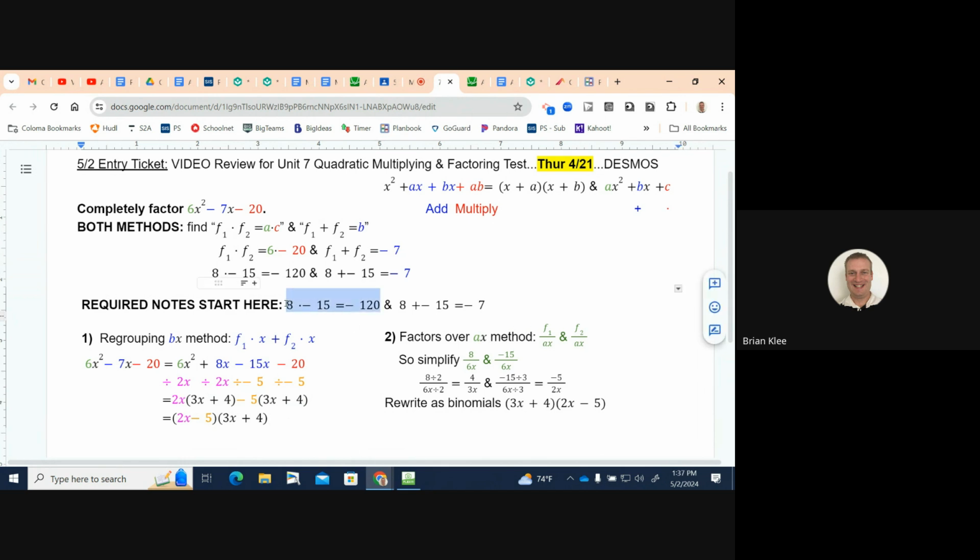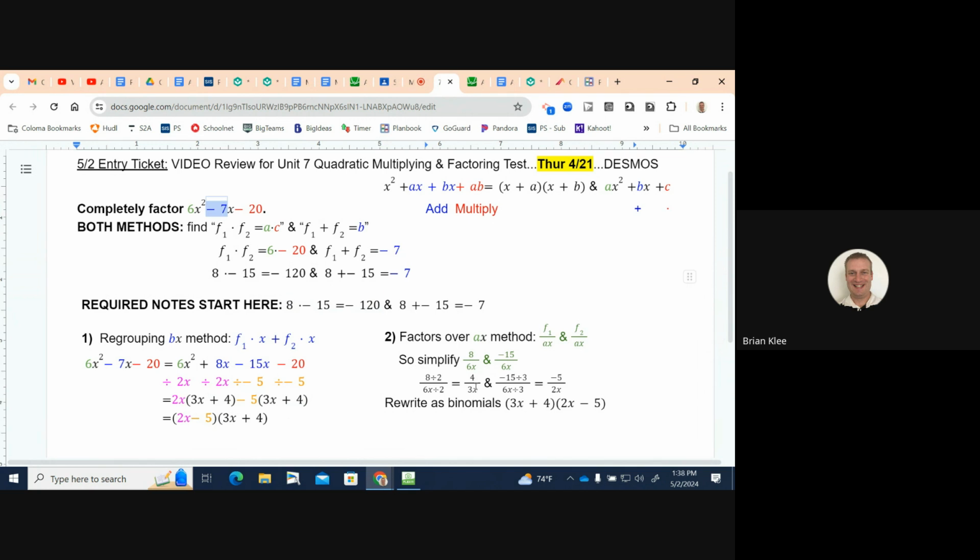So we've already determined, again, 8 and -15 multiply to be a times c, the -120. And that 8 plus -15 equals the -7 that we need to be b. So now we take 8 over 6x and -15 over 6x. These are really close to what our final terms are going to be in our binomials. Key thing here is 8 and 6 are both divisible by 2. So completely simplify to get to your correct answer.